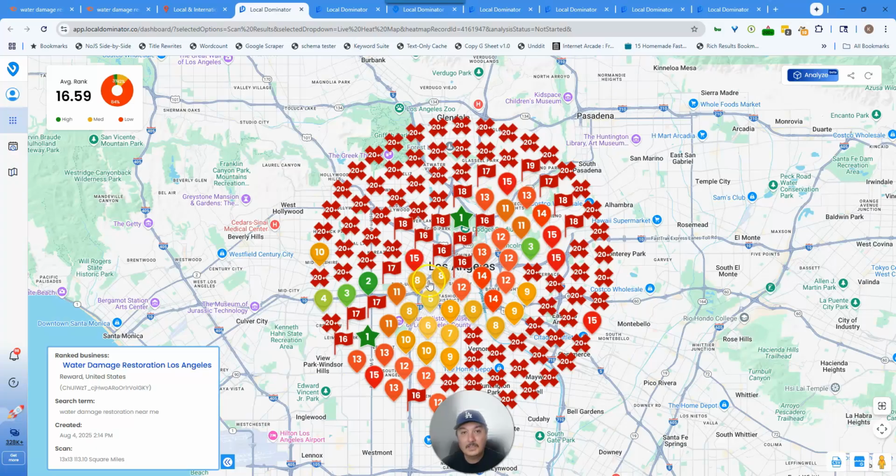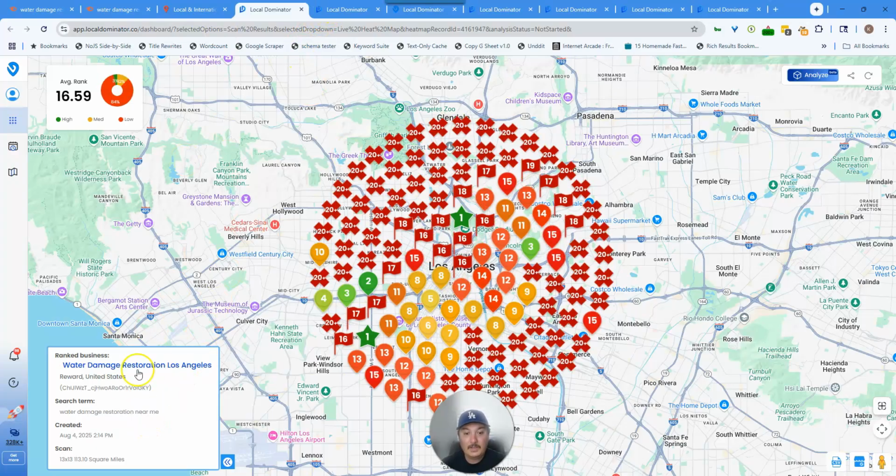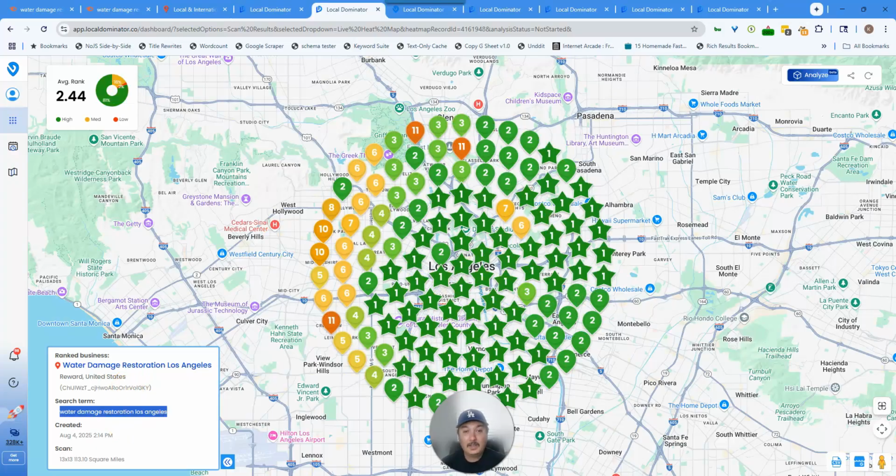So if your SEO agency is just trying to rank you for your service plus city rather than your service plus near me, they're either taking you for a ride or they don't know what they're doing. You understand me? This is not something that I would ever present to a client unless they specifically said, I want to rank for the keyword service plus city.